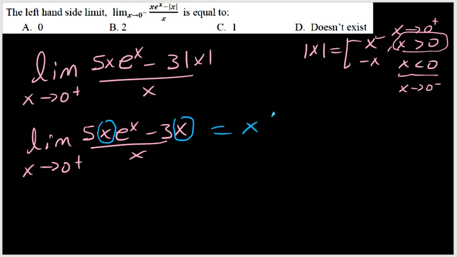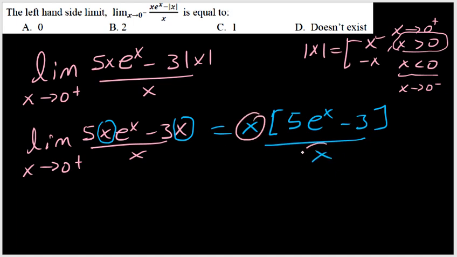So when I take out x, what remains in the bracket? 5 e to the power of x minus 3 remains, the whole over x will be there. Then we can cancel this x. Then we can substitute 0, because the limit is as x goes to 0, either right or left. If direct substitution is possible, we have to do it.